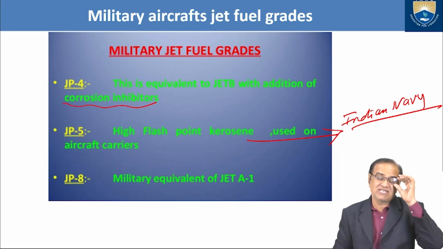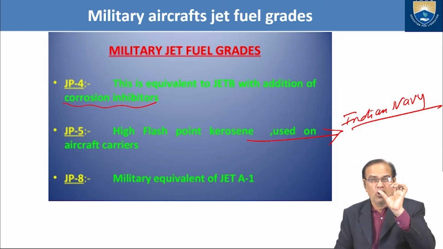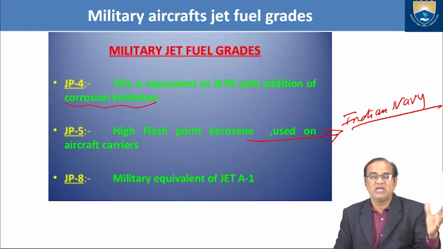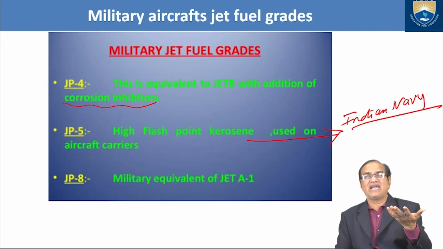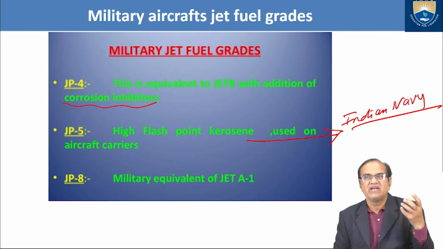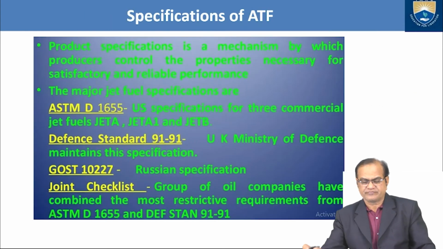So if you are in a civil airport, you may not get exactly what you want, but you should know which one is the equivalent to JP4. If your aircraft is using JP4, you may see Jet A1 or Jet A. As per that equivalent, you have to use the fuel as per the requirement.